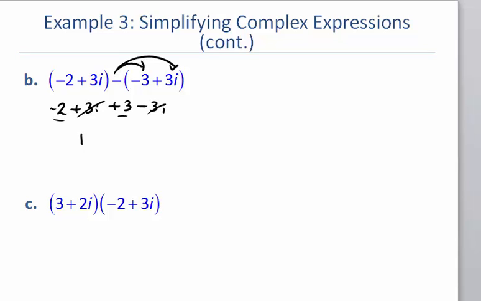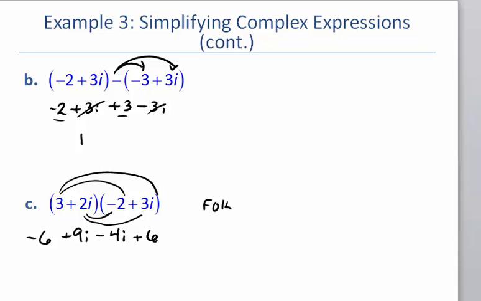So for part c, we have 3 plus 2i. This is a multiplication times negative 2 plus 3i. And so we're going to multiply using the FOIL method, just like we did with our linear expressions. So first times first is going to give me negative 6. Outside is going to give me positive 9i. Inside will give me negative 4i. And last will give me 6i squared. And so again, we'll combine middle terms. So 9i minus 4i would be 5i.